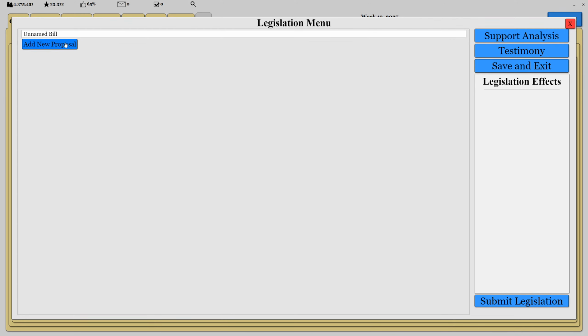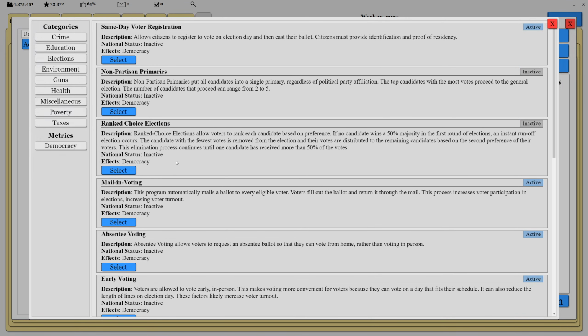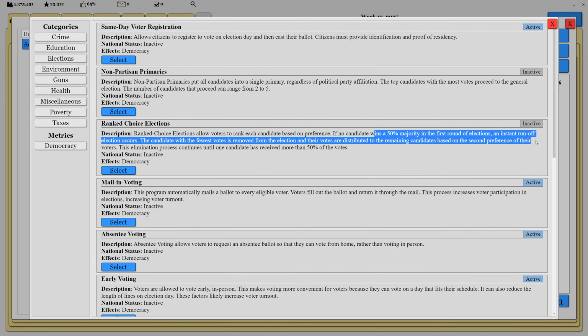To see what other democracy options there are. So we have ranked choice voting. Ranked choice elections allow voters to rank each candidate based on preference. If no candidate wins a 50% majority in the first round of election, an instant runoff election occurs.